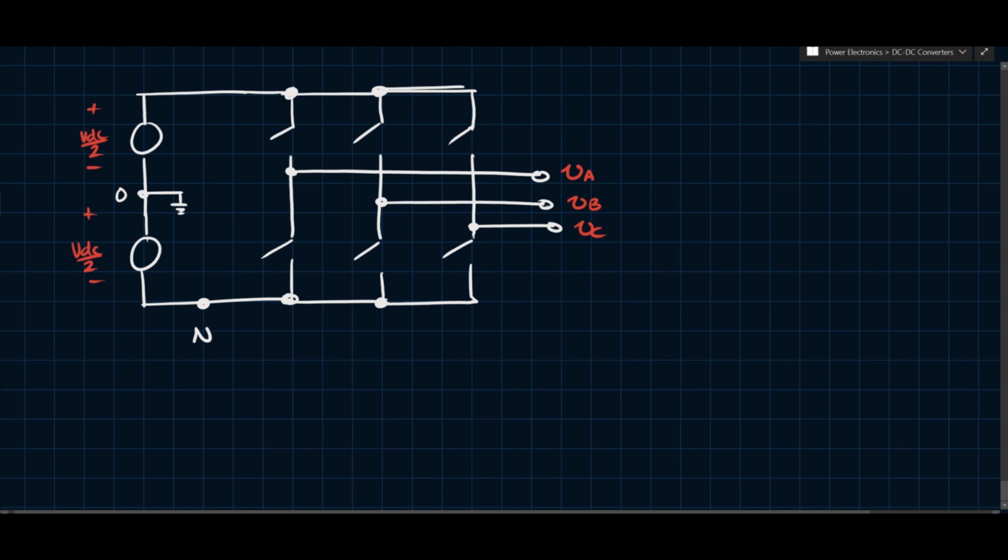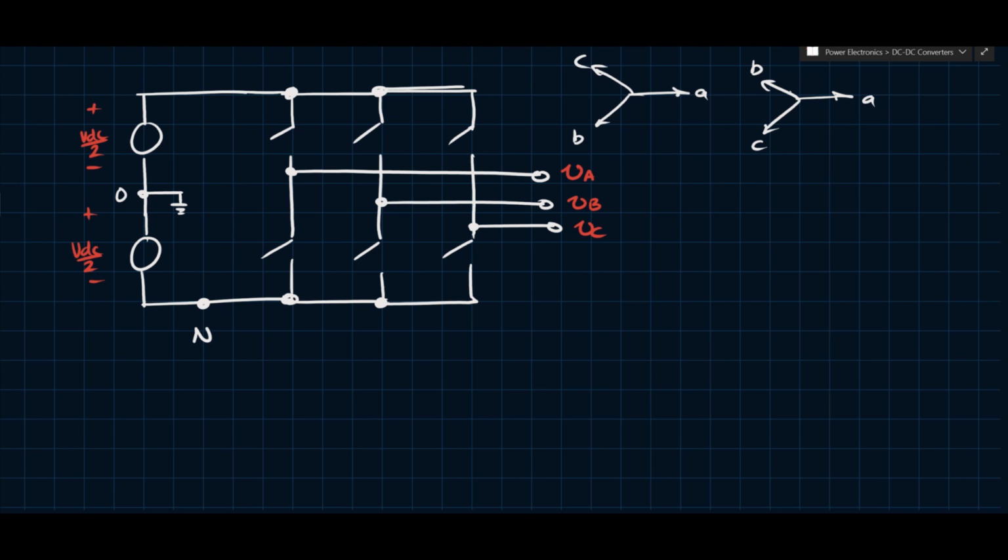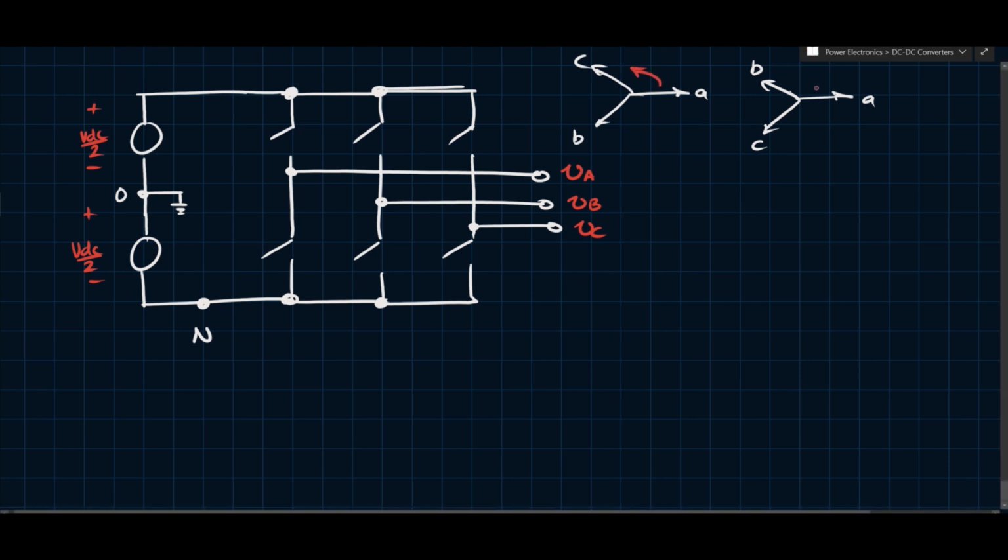So another way to do it is the line-to-line voltages, right? In this case, each of these voltages, VA, VB, and VC, are phase displaced by 120 degrees. Right, and you can have a positive or a negative sequence. We won't get into that. Positive and negative sequence just refers to whether it's A, B, C, or it's A, C, B. So if you want to go this way, or if you want to go this way, it's called positive and negative sequence because of the way the phase increases.